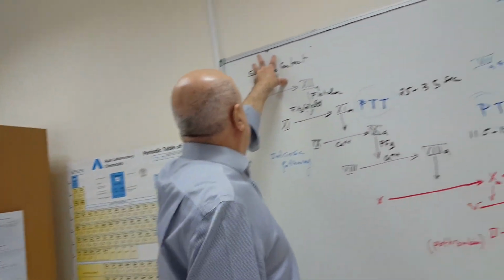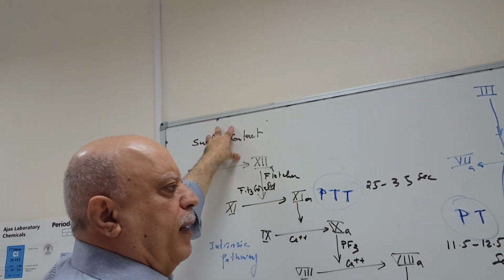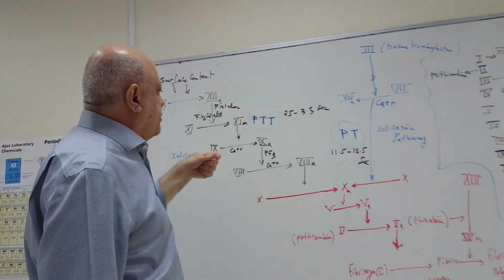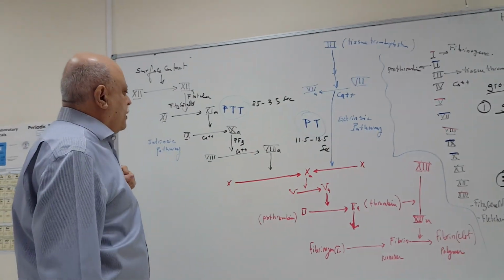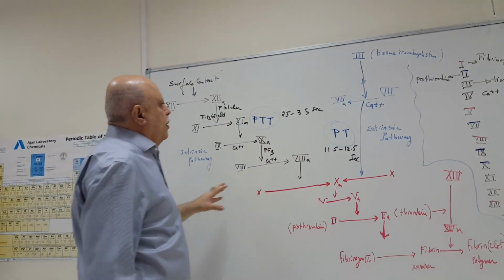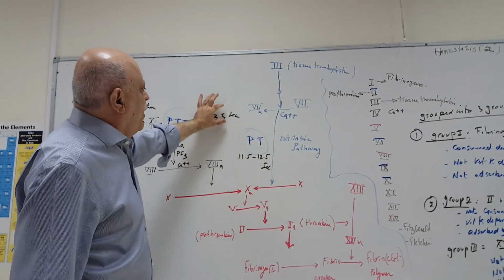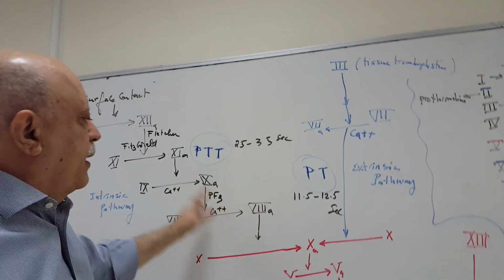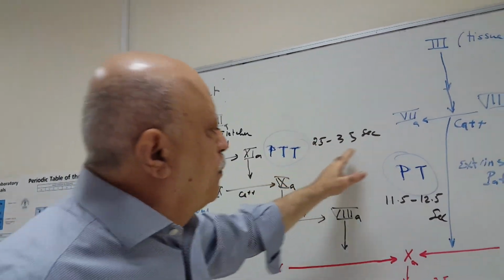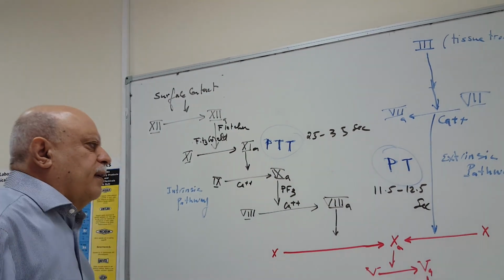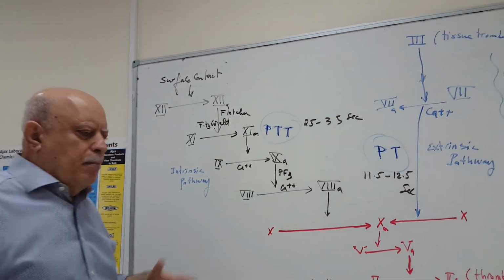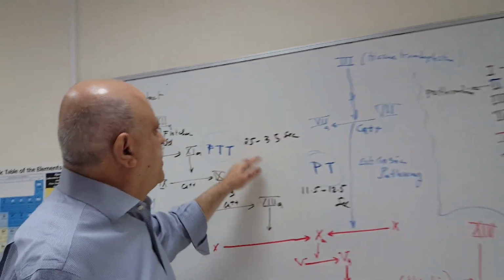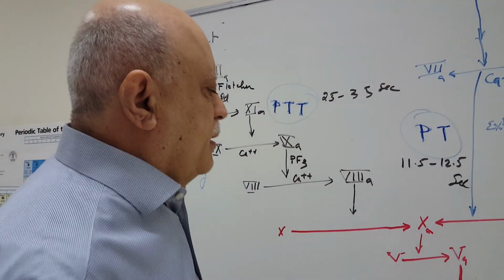Now the surface contact is provided by the glass tube walls, which are negatively charged. If it's normal, it should clot between 25 to 35 seconds. Some references, depending on the reagent, say between 26 to 40. It depends on the reference and the reagent you use. Most references are around 11.5 to 12.5 for PT, and 25 to 35 seconds for PTT.